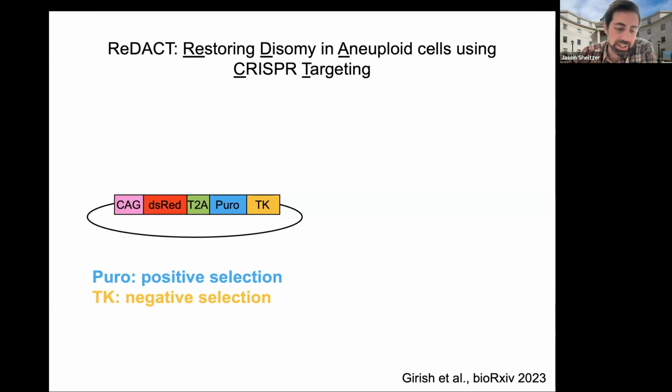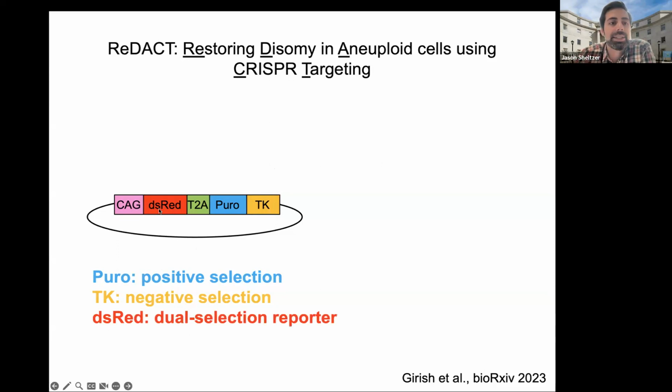And the idea here is that when cells express this negative selection marker, thymidine kinase, or TK for short, they become sensitive to a compound which is normally well tolerated by mammalian cells. So they become sensitive to a compound called ganciclovir, which normally would have no effect in any of us. But if we engineer these cells to express this thymidine kinase gene, then they're killed by the addition of ganciclovir to the culture media.